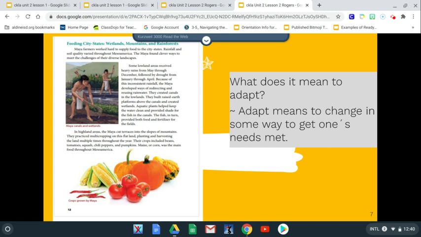Some lowland areas received heavy rains from May through December, followed by a drought from January through April. Because of this inconsistent rainfall, the Maya developed ways of redirecting and reusing rainwater. They created canals in the lowlands. They built raised earth platforms above the canals and created wetlands. Aquatic plants helped the water clean and provided shade for the fish in their canals. The fish, in turn, provided both food and fertilizer for the fields.